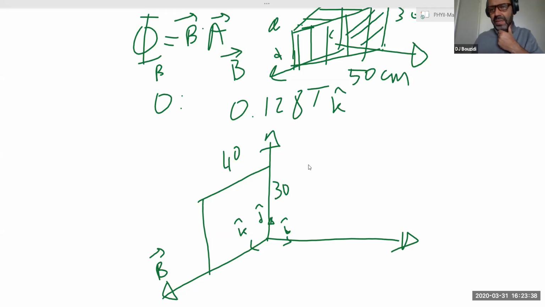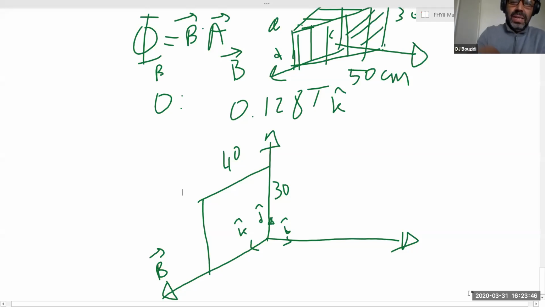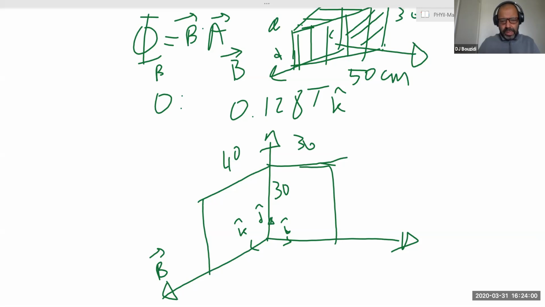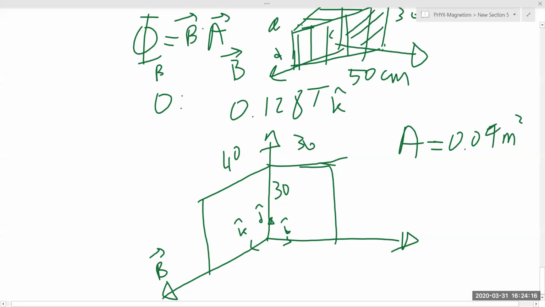In BEFC, it's in this surface now. I want the flux in this surface, each side being 30 centimeters. So this is 30, and that bottom one is 30. So this is the 900 centimeter squared area. Okay, I have to convert things to 0.09. Basically, the magnitude of the area is going to be 0.3 times 0.3, and that's 0.09 meters squared. So that's the magnitude of this area.